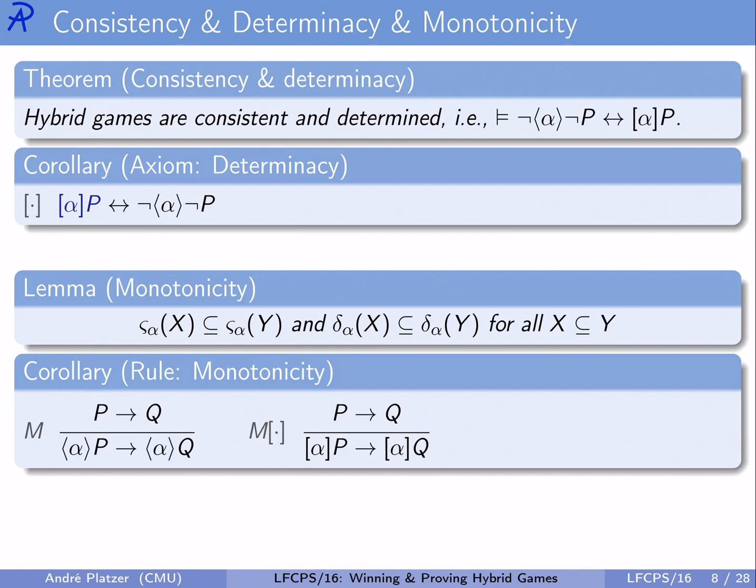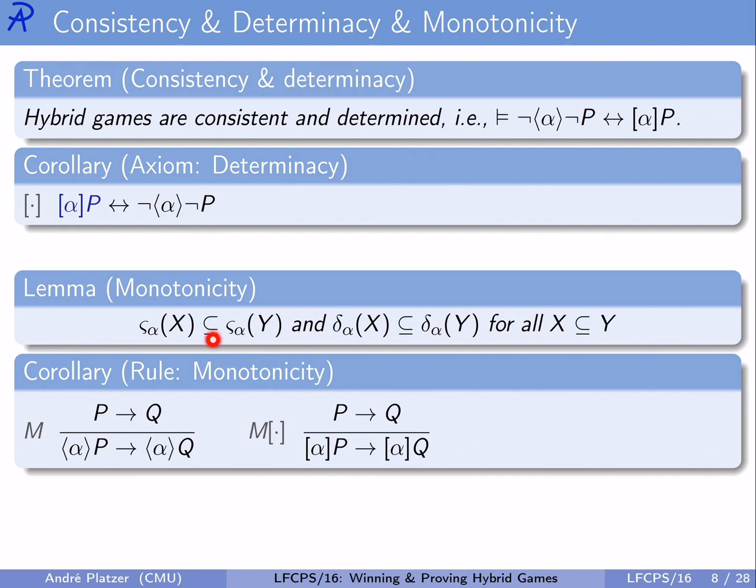Let's render this in text. The determinacy axiom says that Demon has a winning strategy in the hybrid game alpha to get to one of the states in which P is true, if and only if it is not the case that Angel has a winning strategy in the hybrid game alpha, the same one, to get to the opposing winning condition, to a state where not P is true. That's directly justified by the consistency and determinacy theorem.